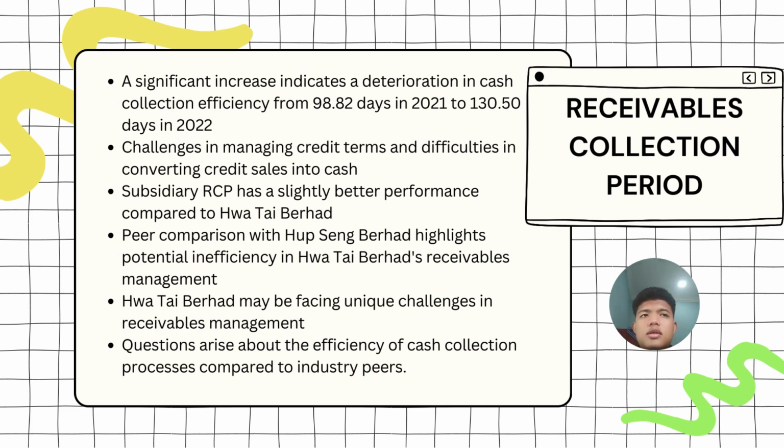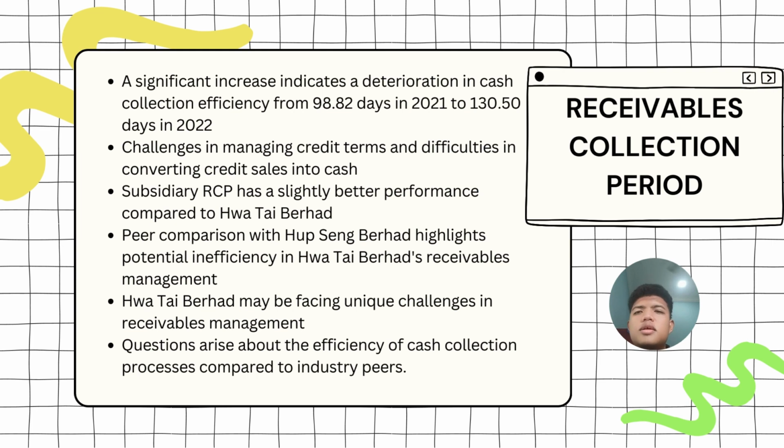So, a significant increase indicates a deterioration in cash collection efficiency from 98.82 days in 2021 to 130.50 days in 2022. Challenges in managing credit terms and difficulties in converting credit sales into cash. Subsidiary RCP has a slightly better performance compared to Huatai Berhad. Peer comparison with Hup Seng Berhad highlights potential inefficiency in Huatai Berhad's receivable management. Huatai Berhad may be facing unique challenges in receivable management, and questions arise about the efficiency of cash collection processes compared to industry peers.